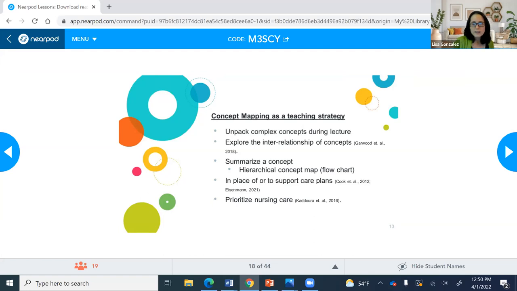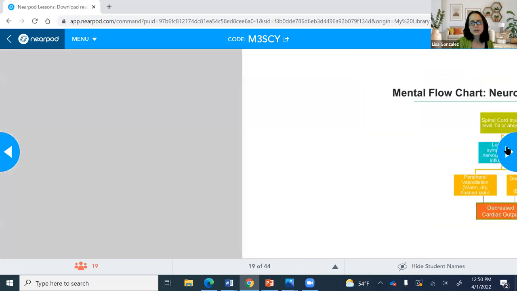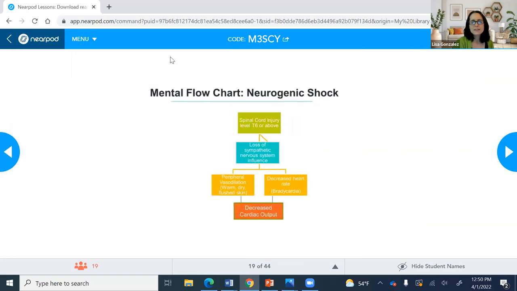All right, another thing that I like to do is summarize a concept with a hierarchical concept map flowchart. I will put these in various parts of the lecture. So let's say we just started talking about neurogenic shock and I want them to understand how you get from point A through the complications of neurogenic shock. So I'll build something like this for them. These are pretty easy to build in PowerPoint. There's an area in PowerPoint that will build these types of structures for you.